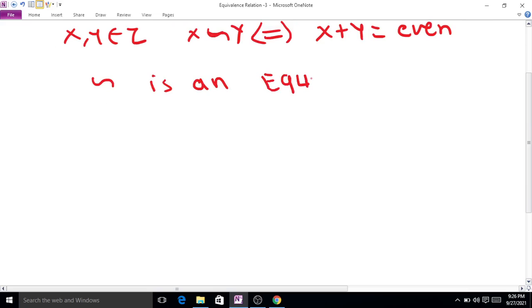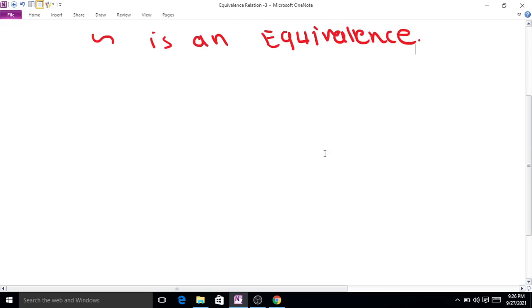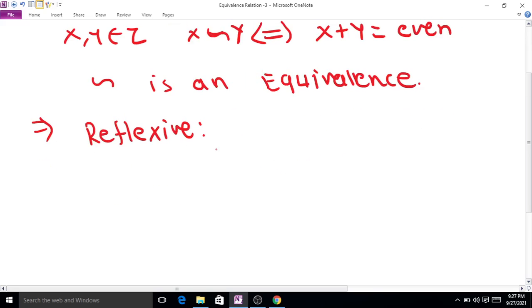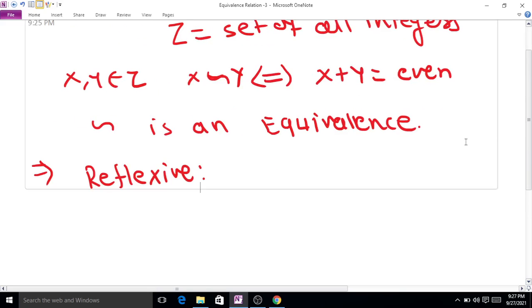Now, to check whether it is an equivalence relation, we want to check whether it is a reflexive, symmetric and transitive relation. So, first, reflexive. Now, what is given? There exists a relation between any two integers if their addition is an even integer. An integer is even if it is a multiple of 2, that is, twice k for some k belongs to Z.